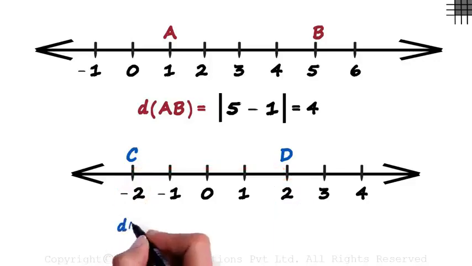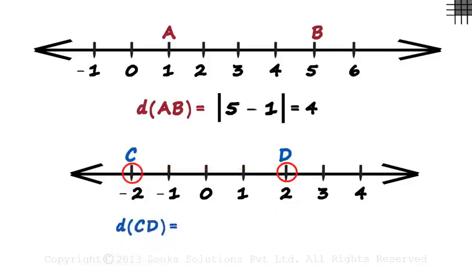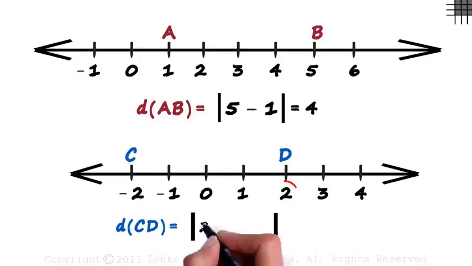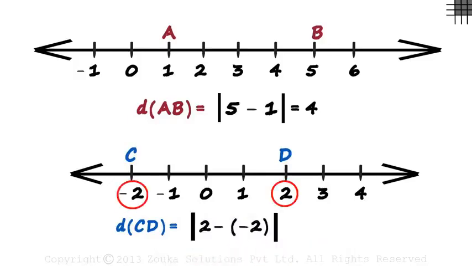So the distance between the points C and D will be absolute value of 2 minus -2. 2 minus -2 is 4, and absolute value of 4 is 4. The length of segment CD is 4 units. In the next video, we will understand this better with the help of coordinate axis.